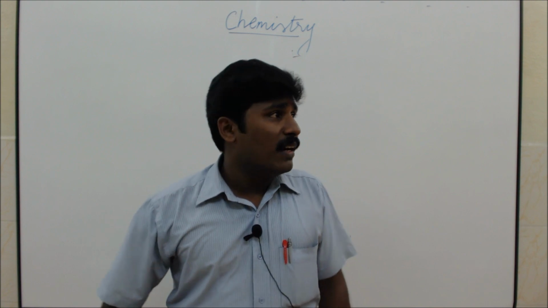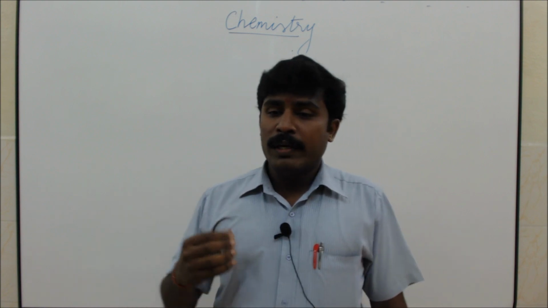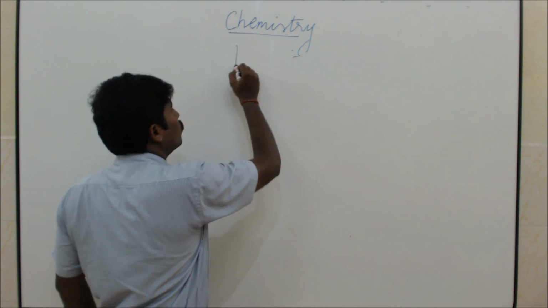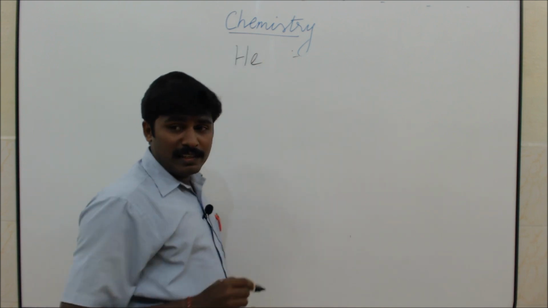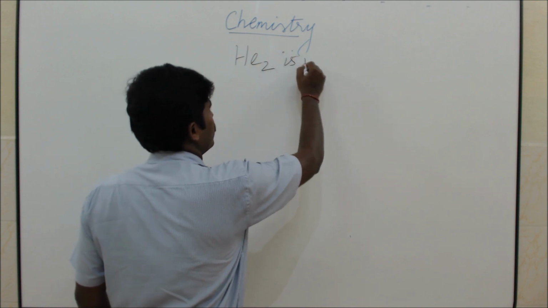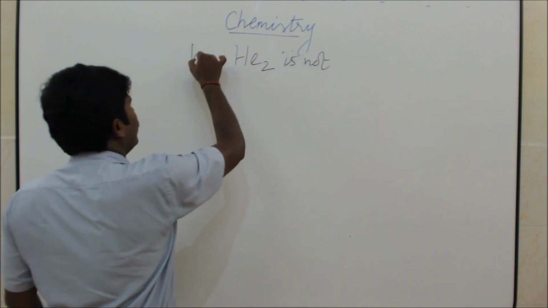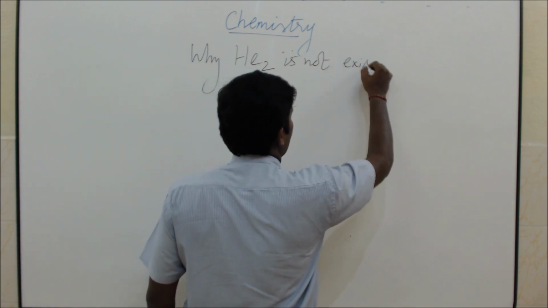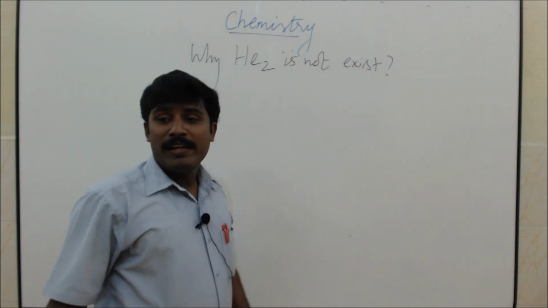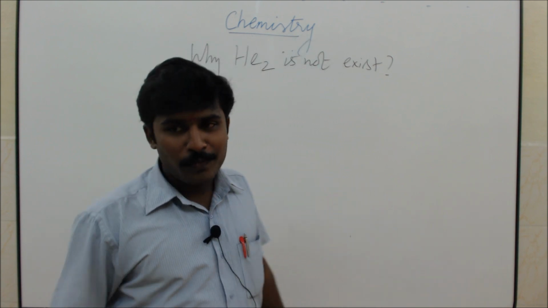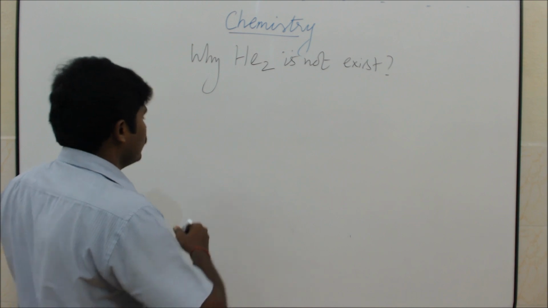We can always see H2, O2, N2, likewise. But we never see He2, because helium is an inert gas. The question is why He2 does not exist. Any idea why He2 does not exist? Because its bond order is 0. First, you have to write all those things.